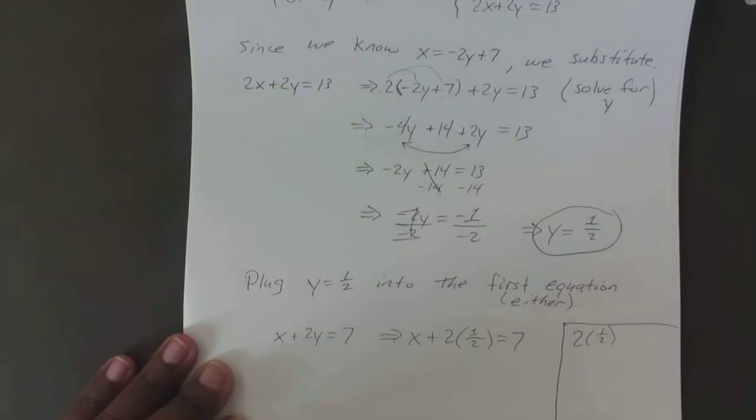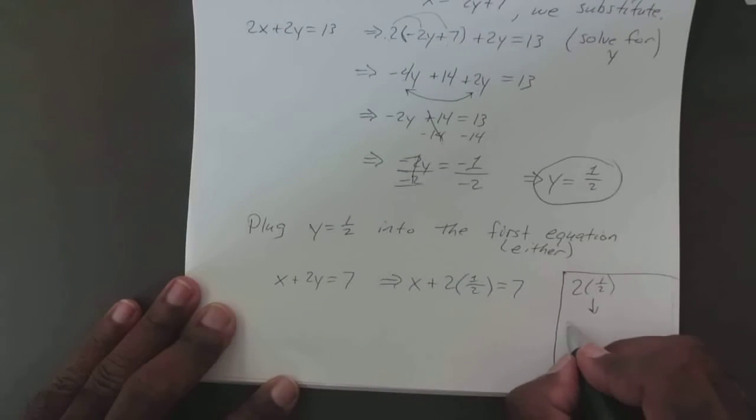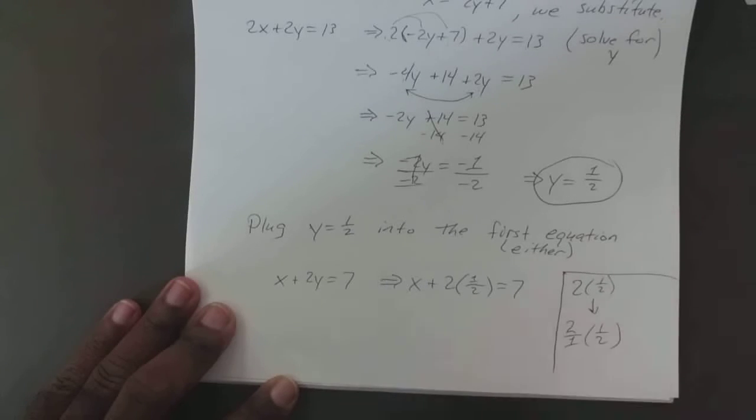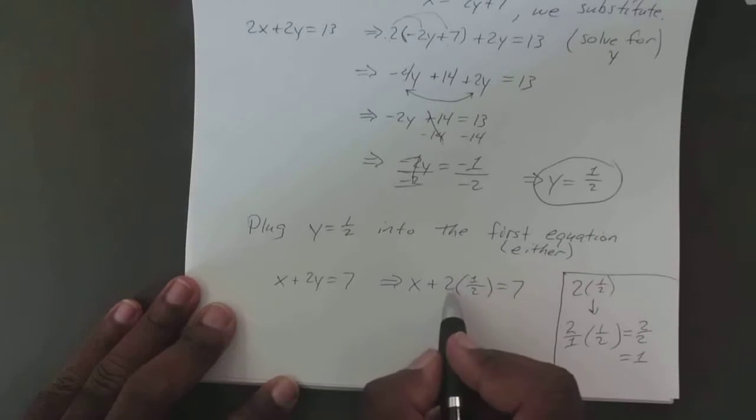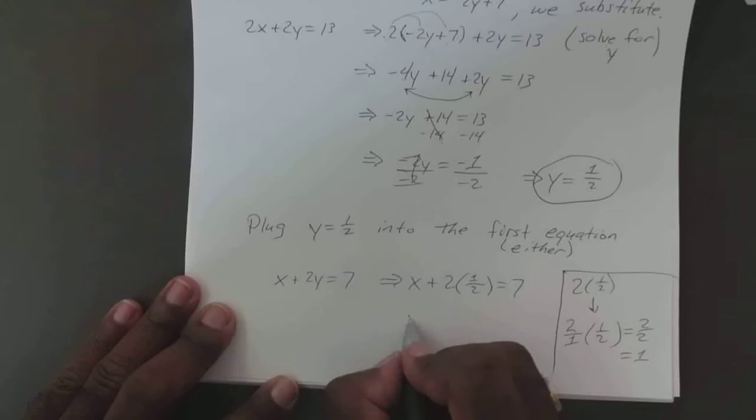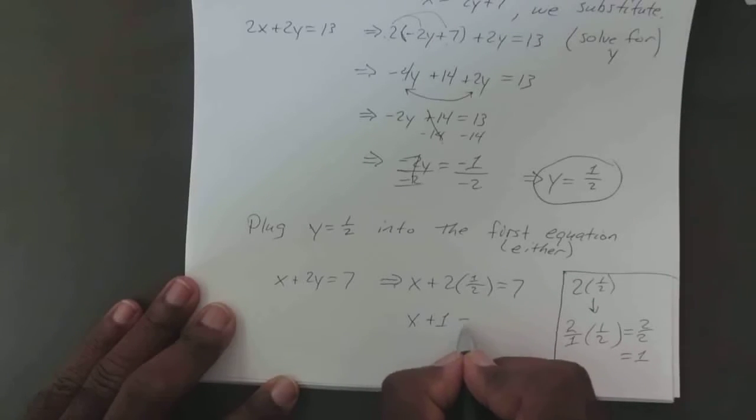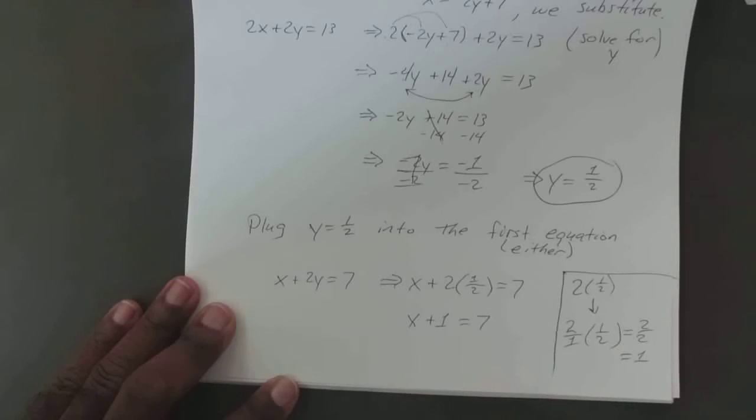That 2 times 1/2 is the same as saying 2 over 1 times 1/2, which is just 2 over 2, which is just 1. So this just becomes 1. So you have x plus 1 equals 7. Subtract 1 from both sides. You have x equals 6.